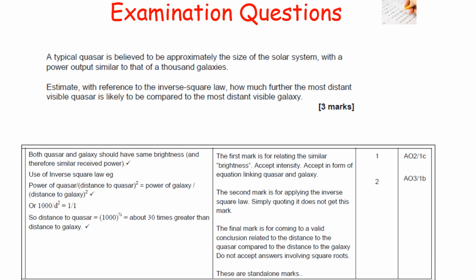We can work it all the way through, and we can then work out that the distance of the quasar is going to be 1,000 to the power of a half, so the square root of 1,000. So therefore we get that it can be about 30 times further away than the galaxy can be.